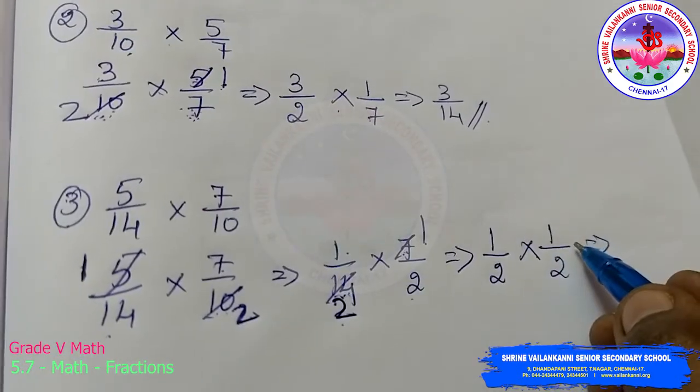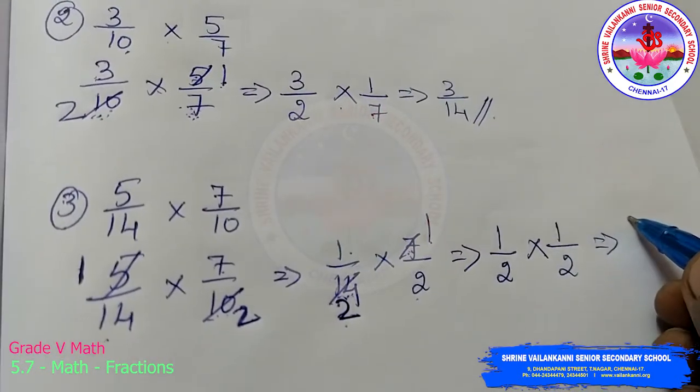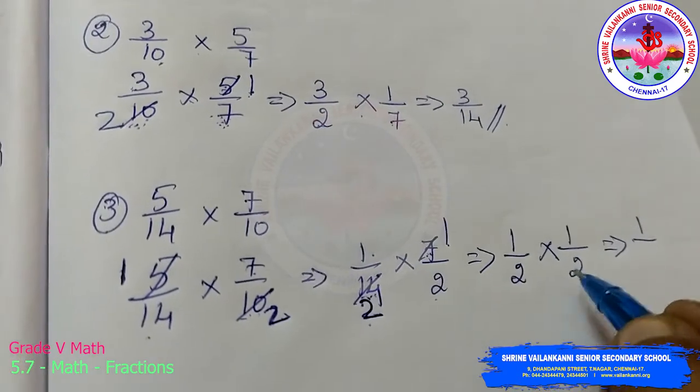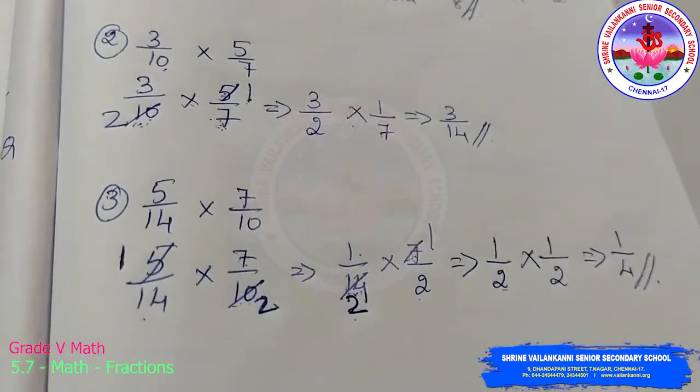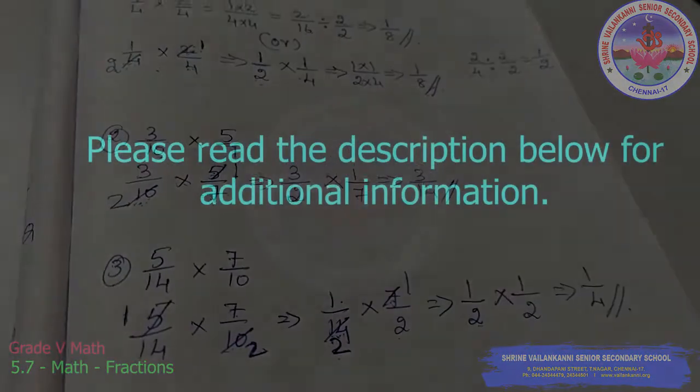So now multiply the numerator and numerator. 1 into 1 is 1. 2 into 2, 2 twos are 4. So 1 by 4 is the answer. So hope you have understood. Thank you, children.